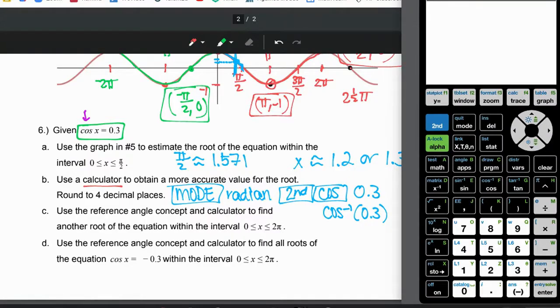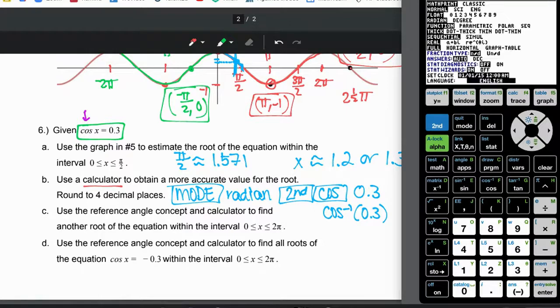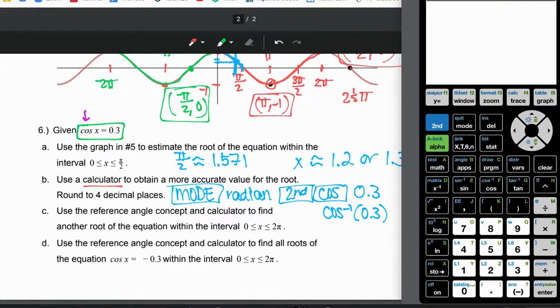So for part B, we need to use our calculator and verify that it's first in radian mode. So make sure that's highlighted. If it's not, press enter and then quit out of there. And then we're going to do what's called the inverse cosine. So second cosine will get you to that. And we're going to type in our value that we have cosine of x equal to. And that gives us our angle in radians of 1.2661.